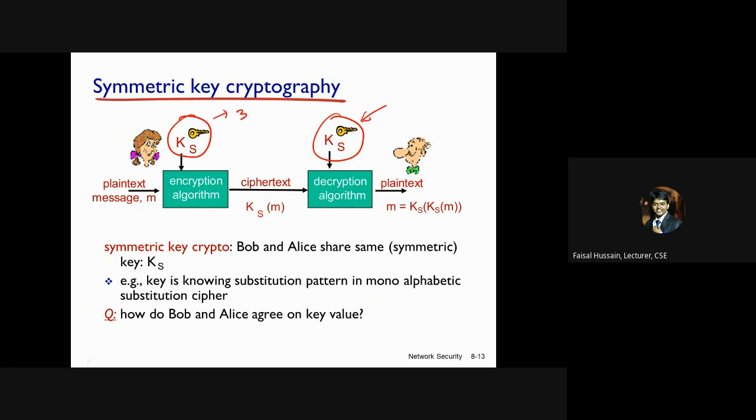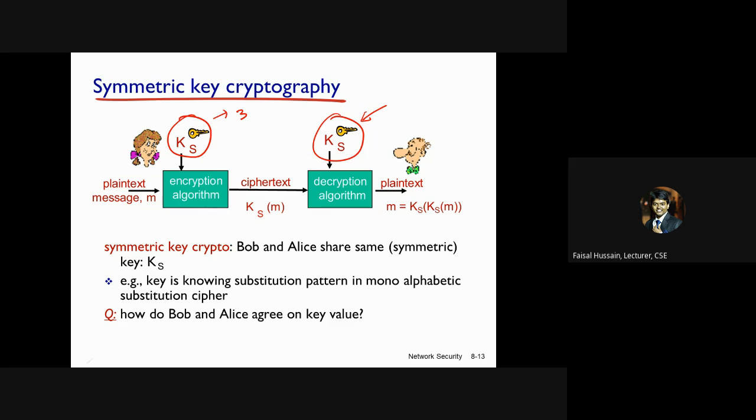Now, in symmetric key cryptography, Bob and Alice have the same key, KS. The question is how Bob and Alice will agree on the key value. There are some techniques, some protocols, for sharing this shared key. We will not look into them. We will just know that there are different techniques to share the symmetric key between two persons, between sender and receiver.